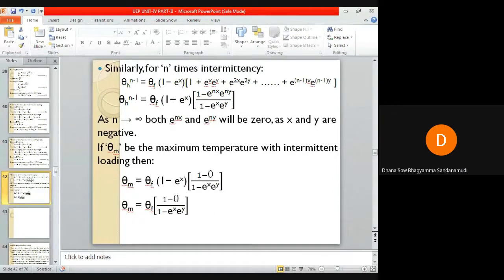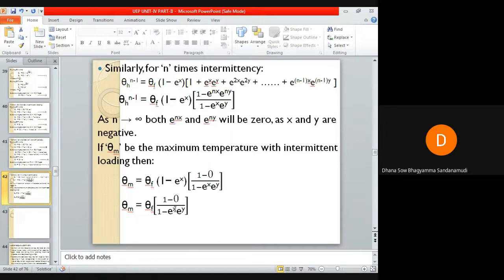You can rewrite this expression neglecting 1 minus e power x. If e power x is very, very small when compared to 1, you can neglect it, then theta m will be equal to theta F into (1 minus 0) by (1 minus e power x e power y). This is our maximum temperature with intermittent loading.